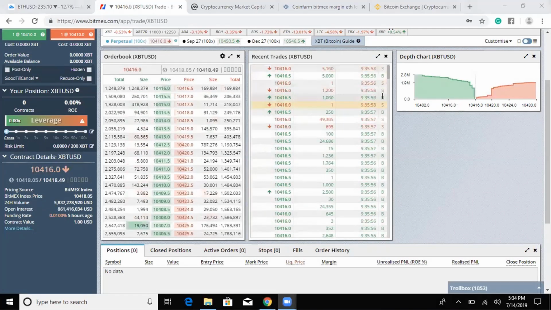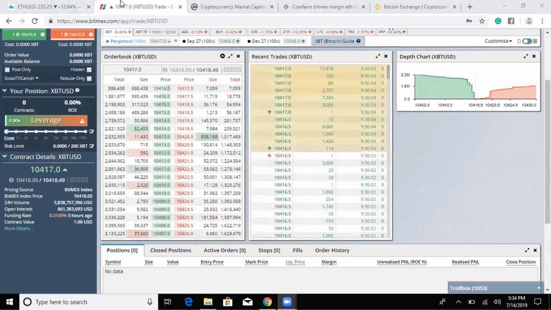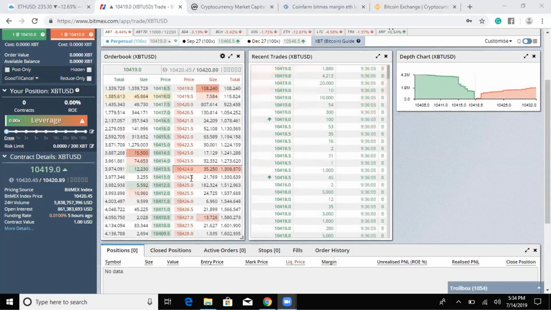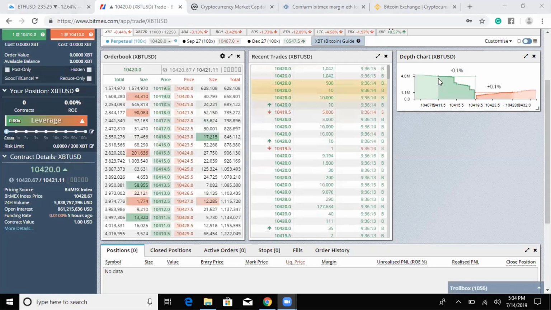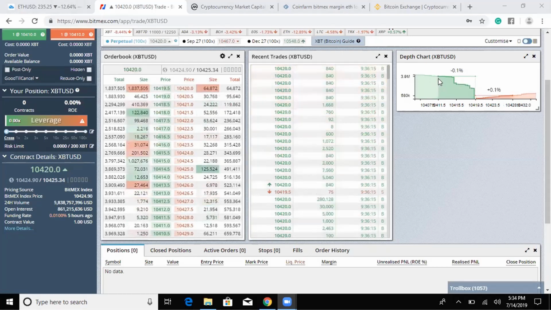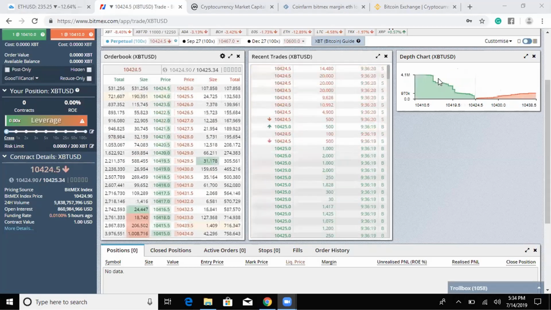So right here, if I want to know what buyers and sellers are doing in real time, I just come here and look at the order book, the recent trades, and the depth chart. This is part of the strategy that I make use of. And I also look at CoinFarm.